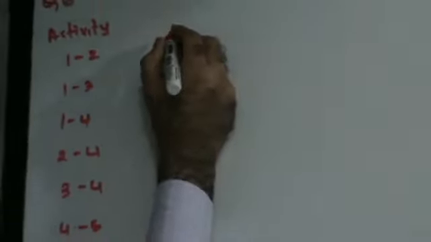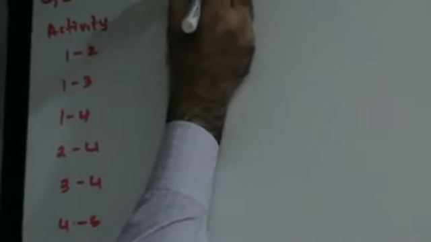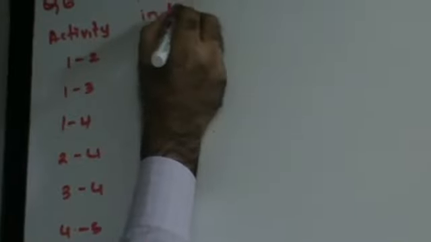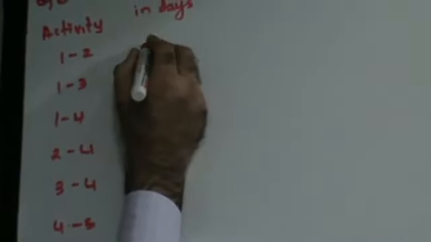Activity is given to you as 1 to 2, 1 to 3, 1 to 4, 2 to 4, 3 to 4, 4 to 5. And the normal duration in days is 9, 8, 15, 5, 10, 2.